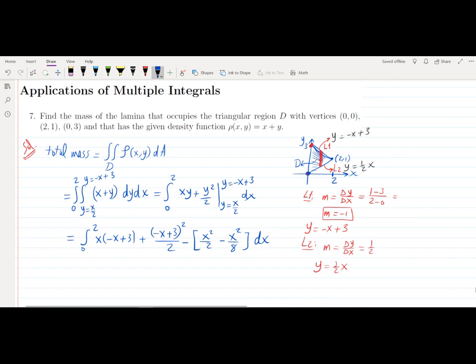After simplification, it will be integration from 0 to 2 of 9 over 2 minus 9 over 8 x squared dx, a simple integral again. It will be 9 over 2 x minus 9 over 24 x cubed from 0 to 2, and it will finally be 6.